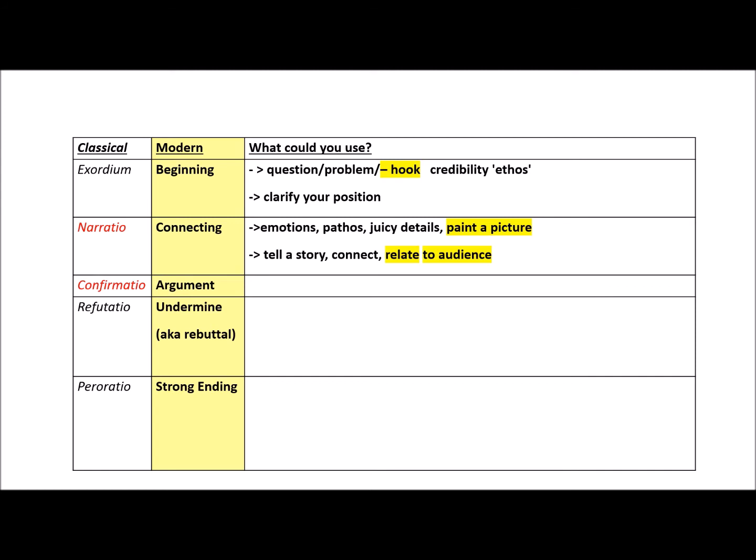This is where you use emotions. This is where you use pathos. This is maybe where you throw in some juicy details to paint a picture, to get them understanding what you're really talking about, to get them on your side, to get them to feel the way you feel.